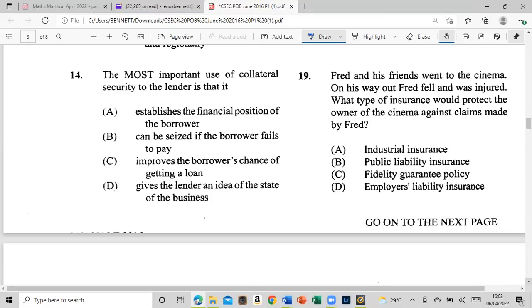The most important use of collateral security to the lender is that it A, establishes the financial position of the borrower? B, can be seized if the borrower fails to pay. C, improves the borrower's chance of getting a loan. Or is it D, gives the lender an idea of the state of the business? And that would be B, it can be seized if the borrower fails to pay.